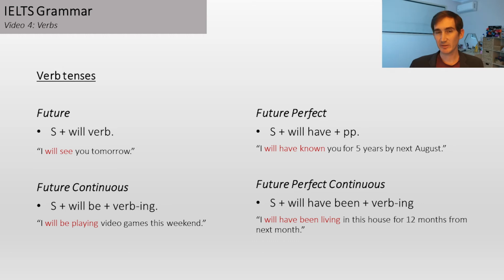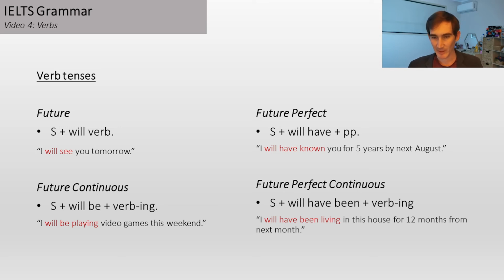Future always uses will, and of course will is a modal verb, which means we need a base verb after it. So here we've got subject will base verb. I will see you tomorrow. Not I will seeing you tomorrow or something like that. Next one, continuous: subject will be verb-ing. I'll be playing video games this weekend.